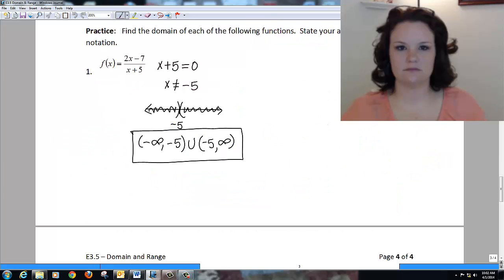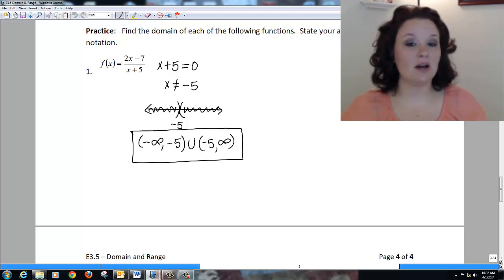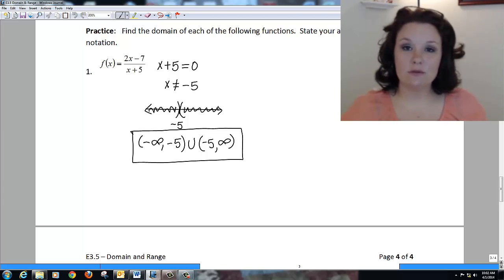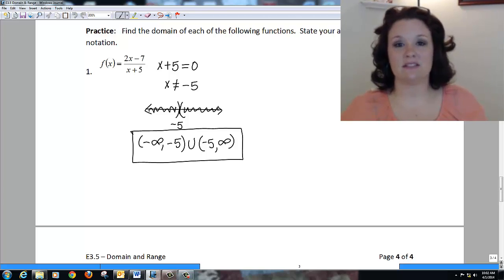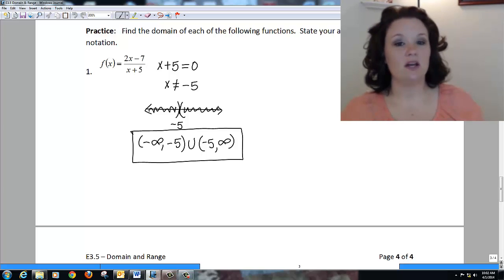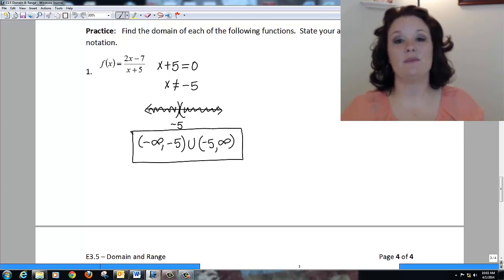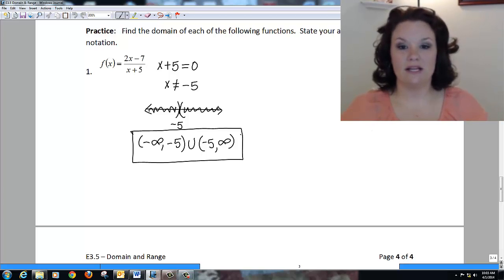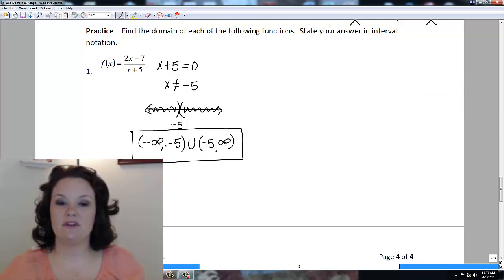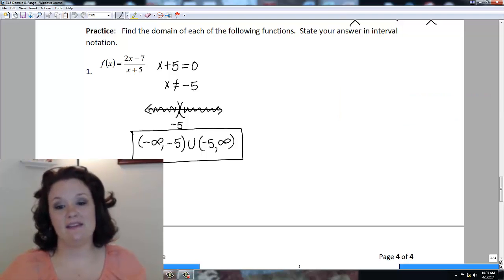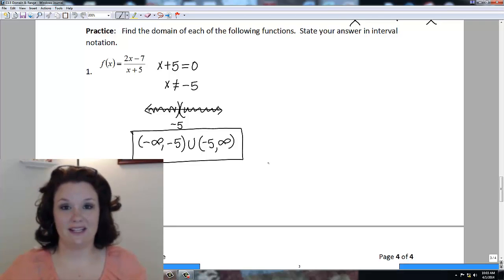All right, so here's number 1. Notice all I have is a denominator. Denominators cannot equal 0. So here we just say x plus 5 cannot equal 0. When we solve, that means x can't be -5. So all I do is take it out using parentheses. When you graph it, you can use parentheses or an open circle. Either way is fine with me. So we can go from -infinity to -5, and then -5 on out to infinity.